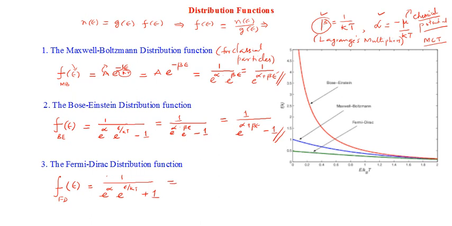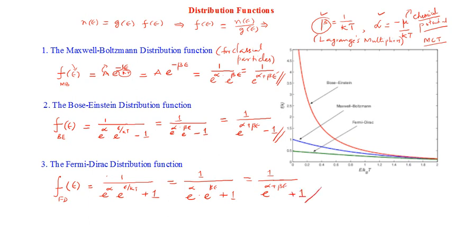So 1 divided by the same thing can be written as e raised to alpha into e raised to beta E plus 1, or finally it can be written as 1 divided by e raised to alpha plus beta E, then plus 1.